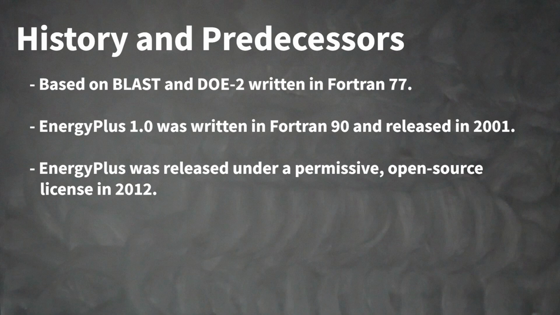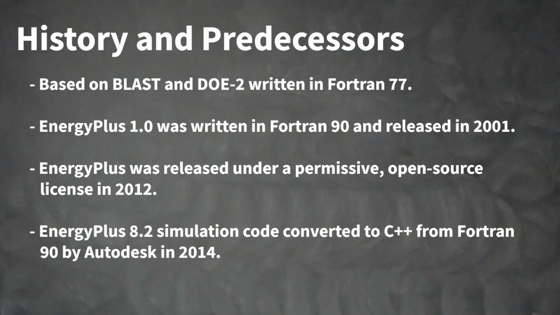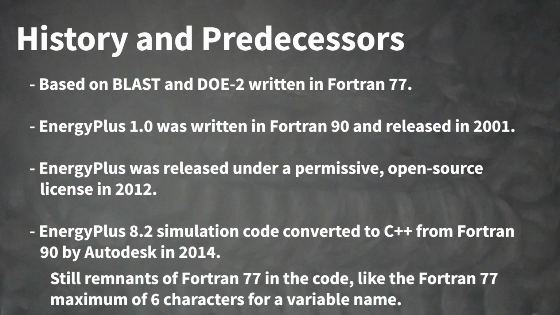EnergyPlus was released under a permissive open source license in 2012. Prior to that, there was a different license that was more restrictive. So EnergyPlus is now open source software using a permissive BSD style license. That's Berkeley Software Distribution. EnergyPlus 8.2 simulation code was converted to C++ from Fortran 90 by Autodesk in 2014. However, there are still remnants of Fortran 77 you can find if you dig around the EnergyPlus code, like the Fortran 77 maximum of 6 characters for a variable name, which makes some of the code a little hard to read. So that's a brief history, so let's continue to the next topic.